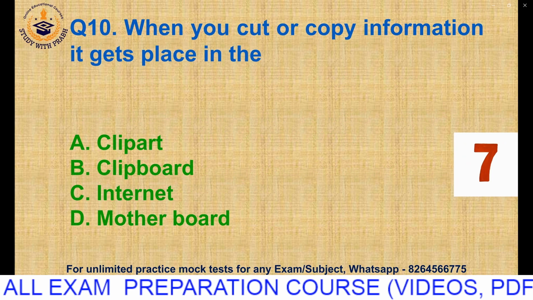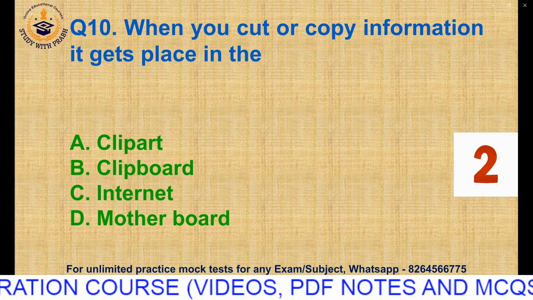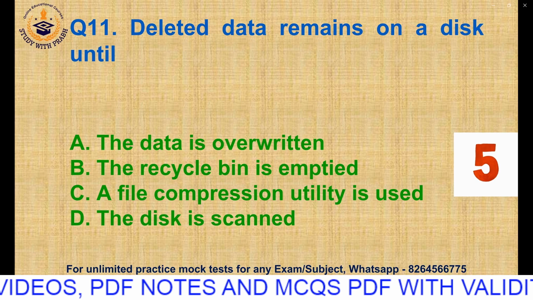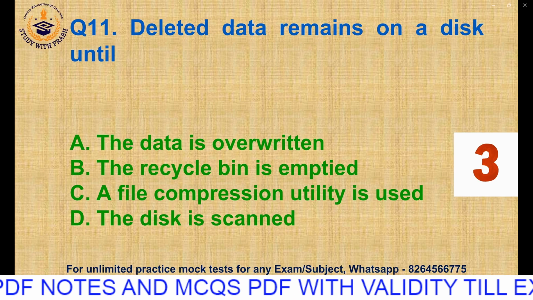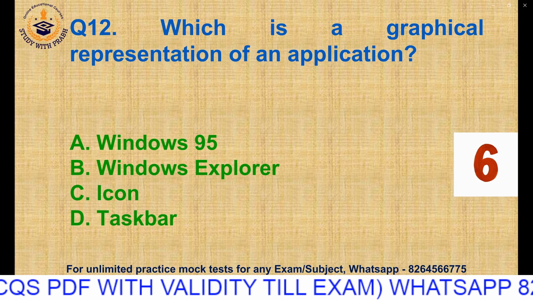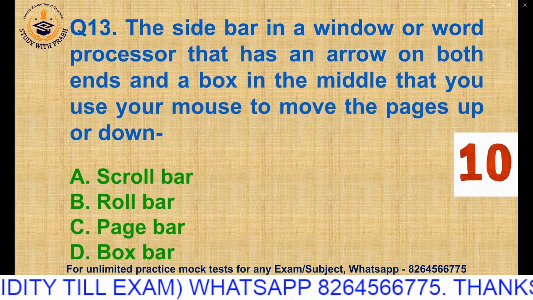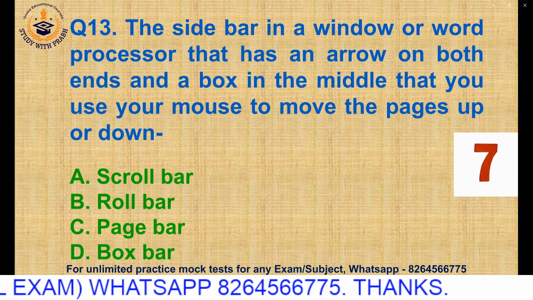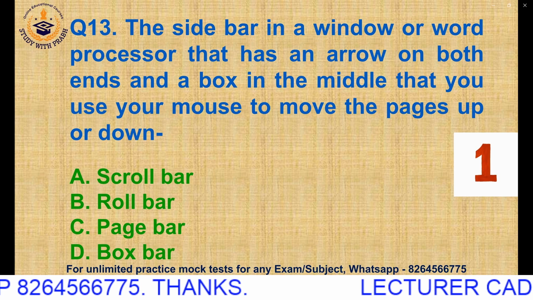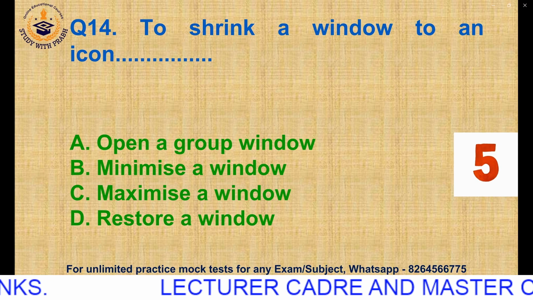When you cut or copy information, it gets placed in the. Deleted data remains on a disk until. Which is a graphical representation of an application? The sidebar in a window or word processor that has an arrow on both ends and a box in the middle that you use your mouse to move the pages up and down. To shrink a window to an icon.